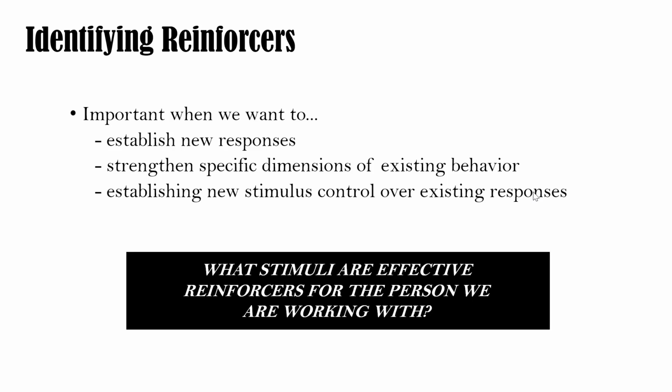So you have to figure out what stimuli are effective reinforcers for the person we are working with. Sometimes it can be really challenging, like we talked about earlier with establishing operations. Maybe you figured out that they'll work for food, but they might only work for food right before lunch and not after lunch. So everything comes into play as to what is valuable to that person at the moment. That's what you have to figure out for your intervention to be effective.